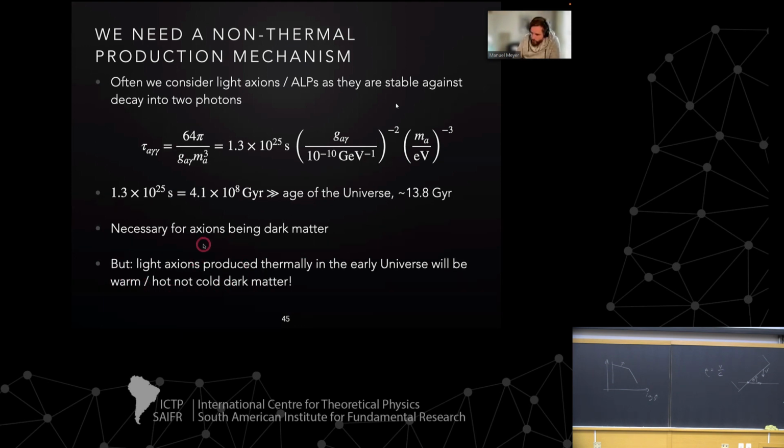But if we want the cold dark matter that we need for the structure formation that we have observed, for example, in the fluctuations of the cosmic microwave background, we need some other production mechanism. They need to be produced what we call non-thermally.